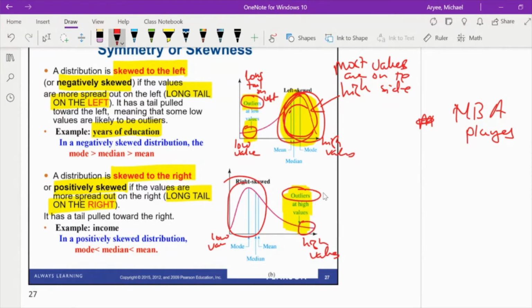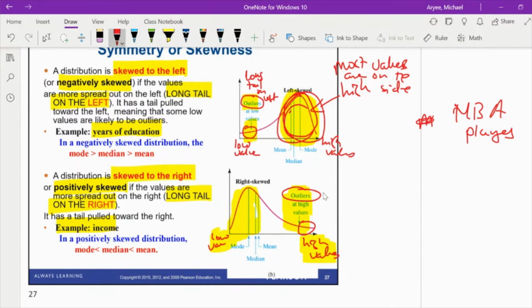A good example is income. Income is a good example of skewed to the right, because a lot of people, maybe including myself, are here, making low, and then you have very few people who are making a whole lot of money.